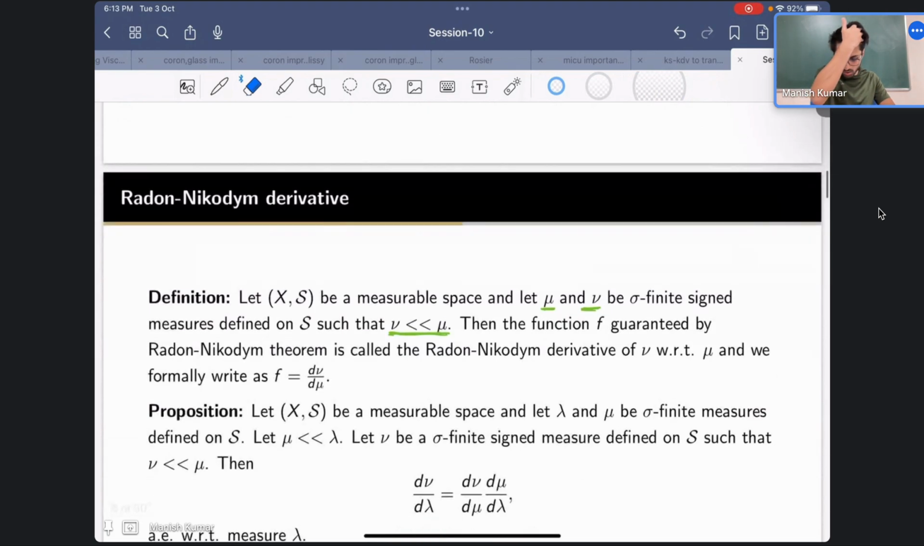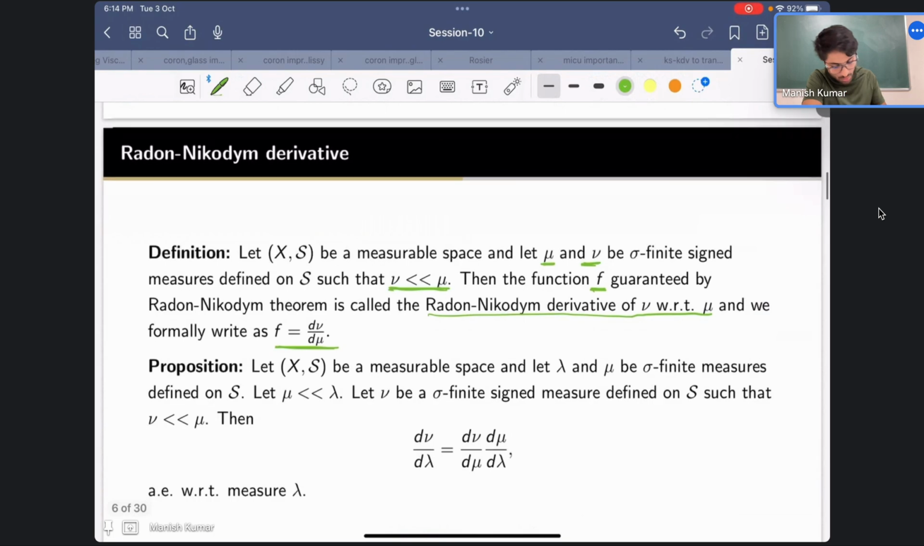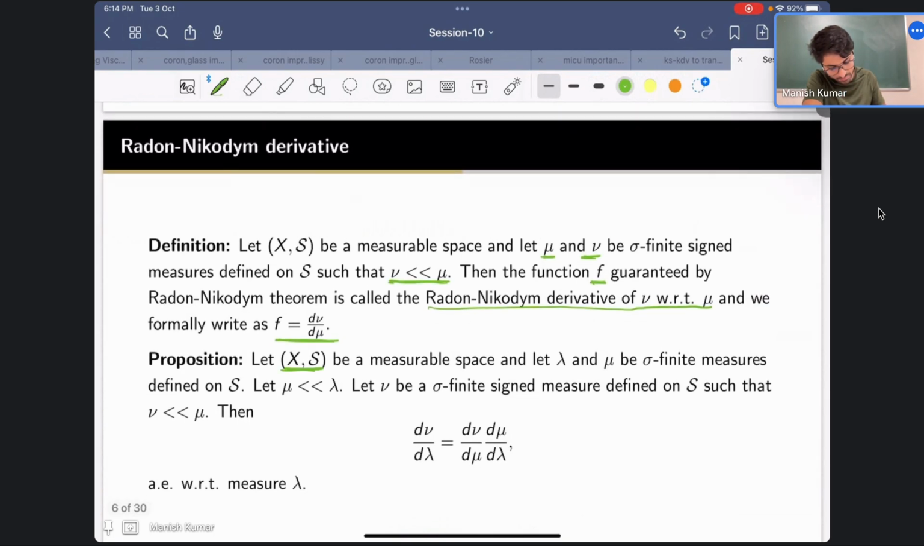So what I have said here is that the function f, whose existence is guaranteed by the Radon-Nikodym theorem, is called the Radon-Nikodym derivative of nu with respect to mu, and this is the notation to represent that. Now suppose you have a measurable space. This is some sort of chain rule.